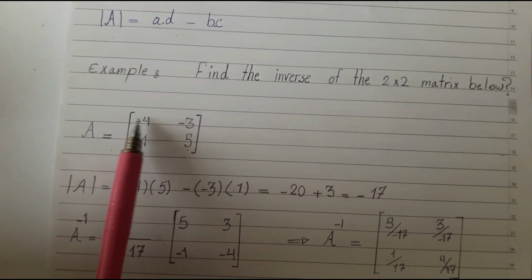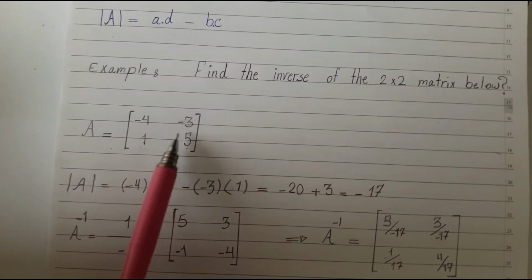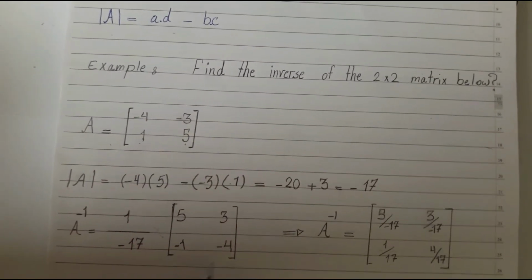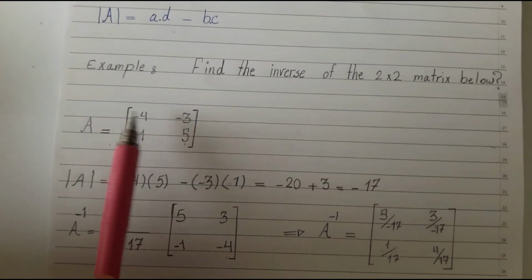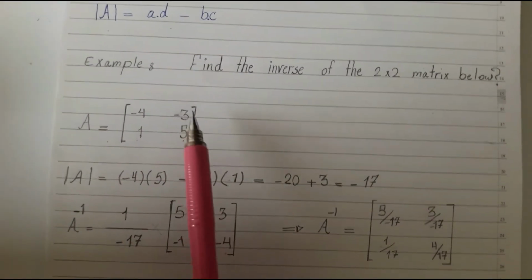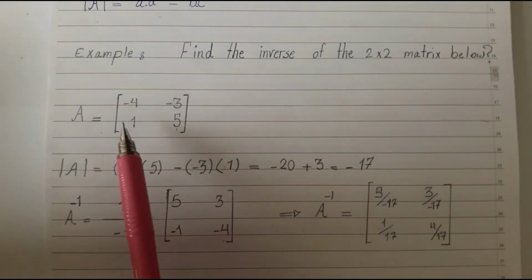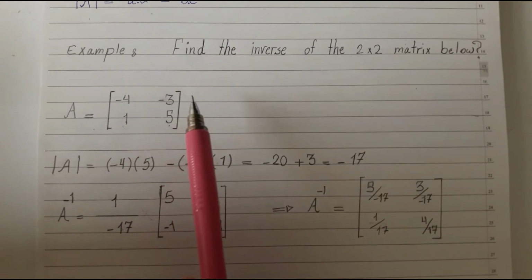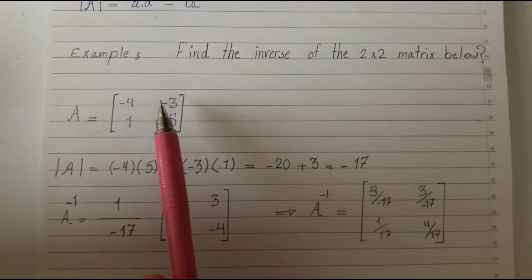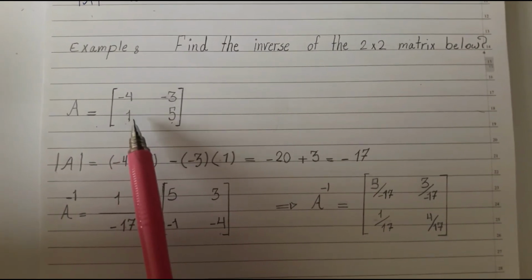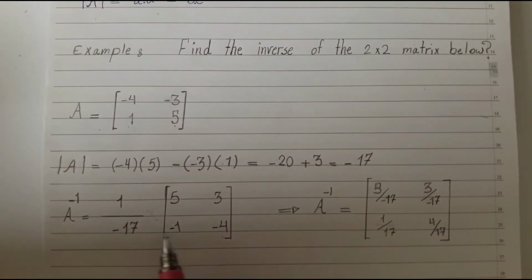We switch the position of our entries in this diagonal. So it's going to be 5 and negative 4. It was negative 4 and 5, so it's going to be 5 and negative 4, okay? But about this diagonal, we keep them in the same position, but we just switch the sign. It was negative 3, so it's going to be 3, and it was 1, so it's going to be negative 1.